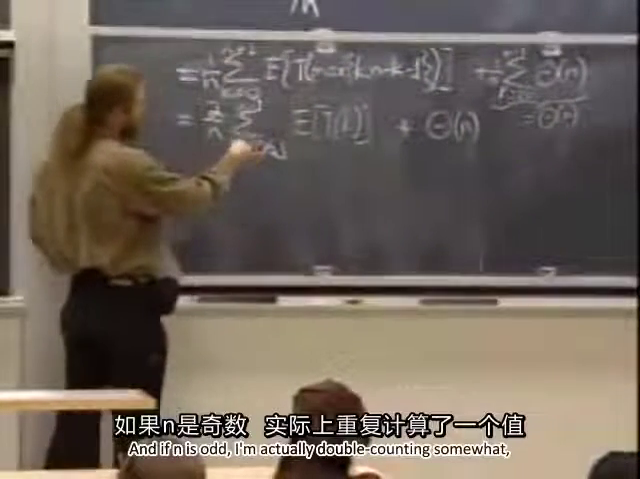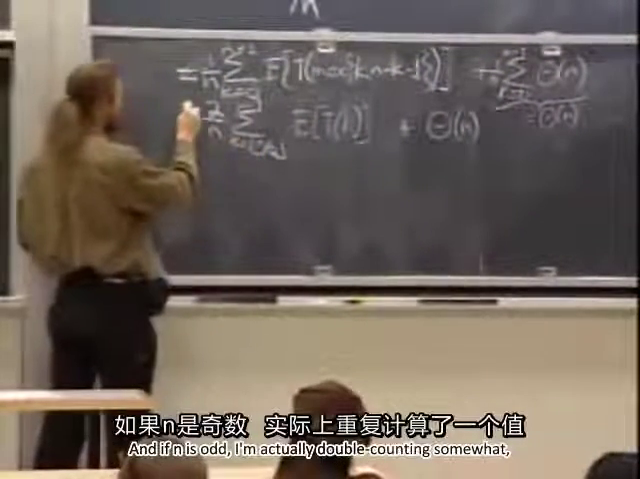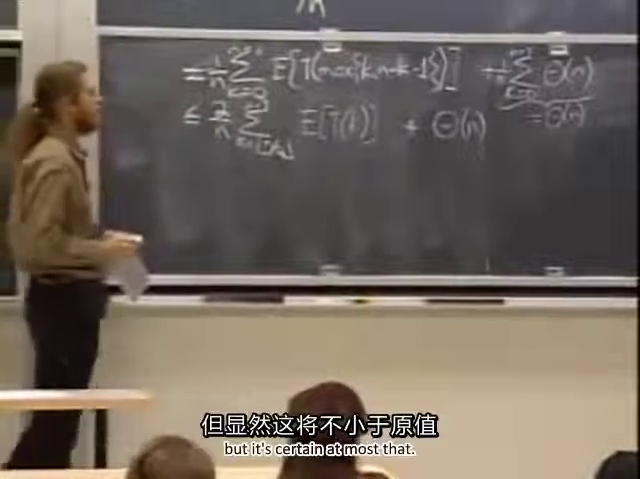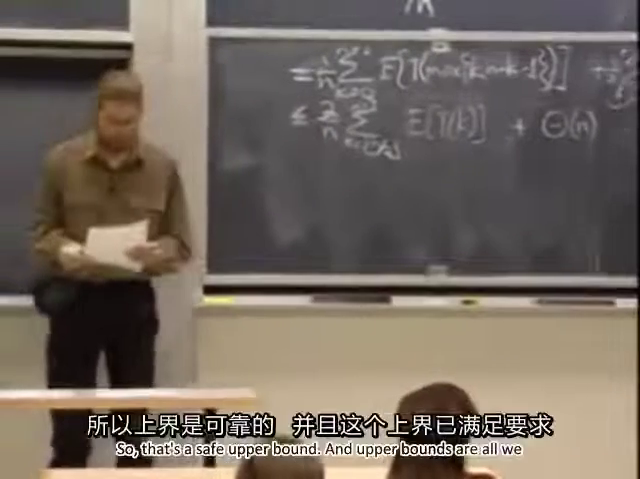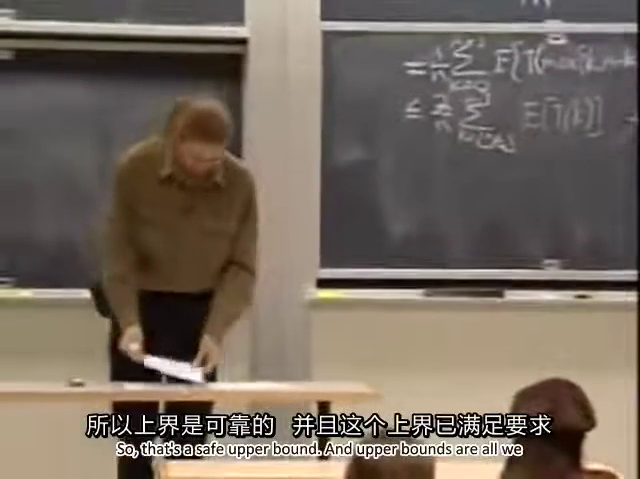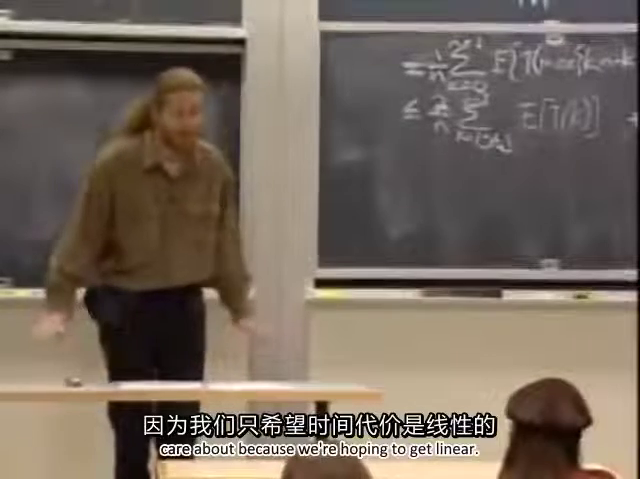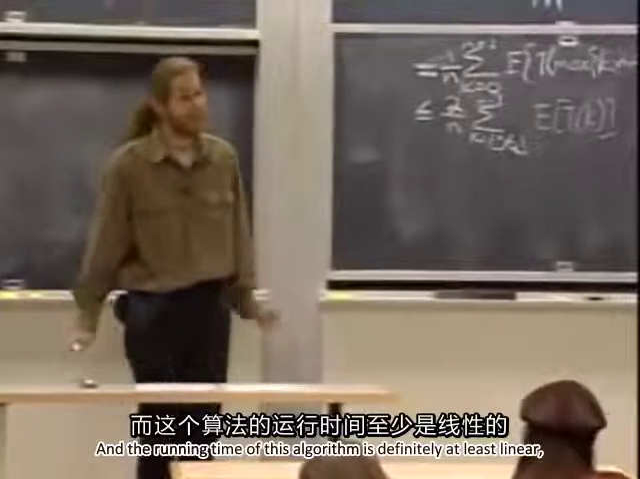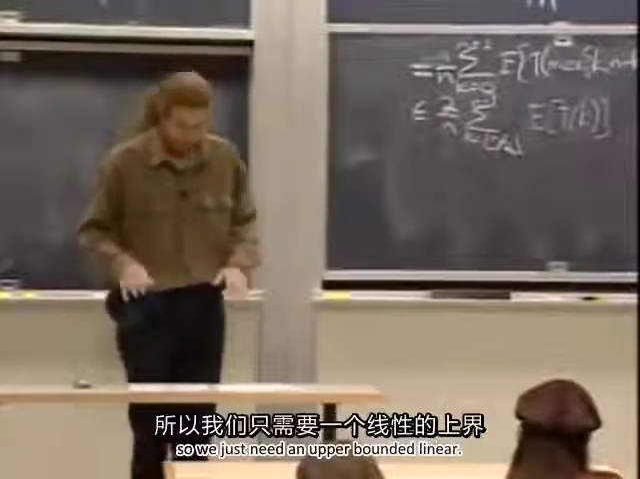And if n is odd, I'm actually double counting someone. But it's certainly at most that. Okay, so that's a safe upper bound. And upper bounds are all we care about because we're hoping to get linear. And the running time of this algorithm is definitely at least linear. So we just need an upper bound of linear.